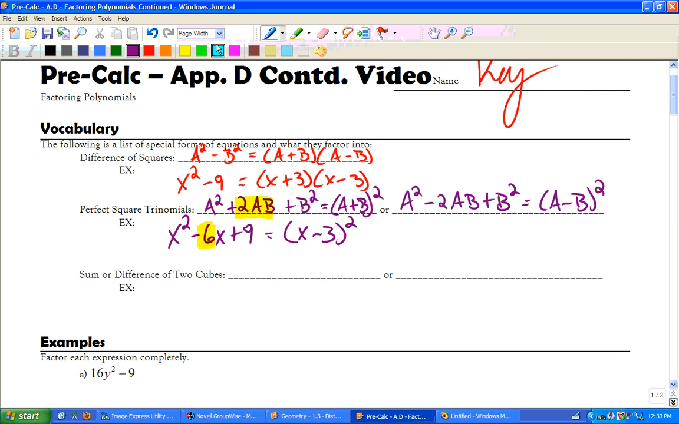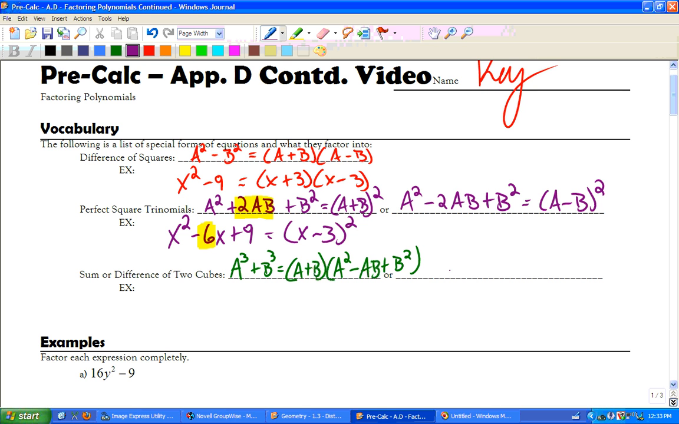Sum and difference of cubes. Some of you may have gone over this. Some of you, this may be new to you. Depending on if it's a sum or a difference is going to affect the formula. The sum, the first one is a cubed plus b cubed, and that's going to equal a plus b times a squared minus ab plus b squared.